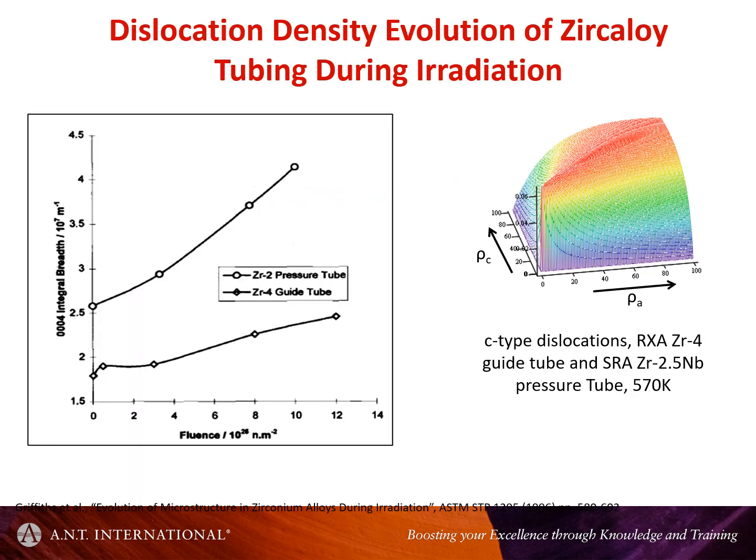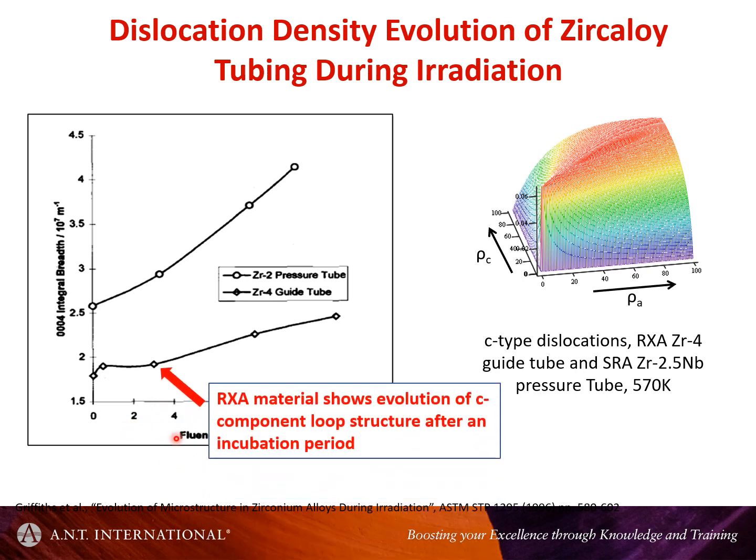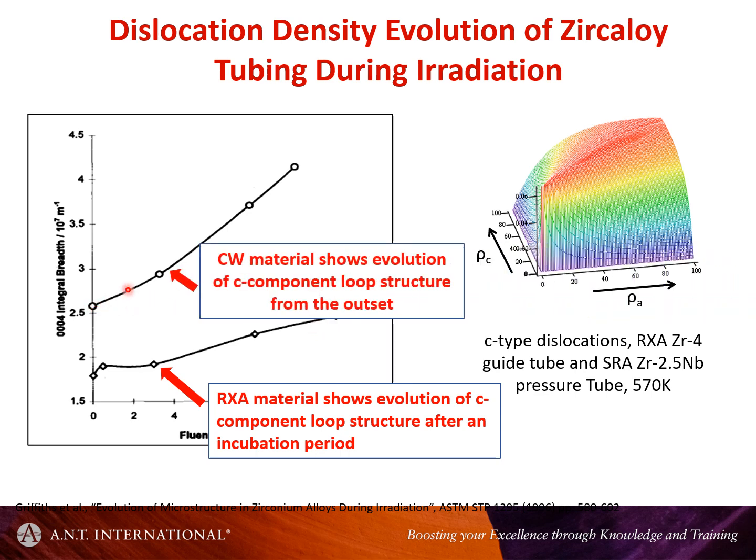So we talk about radiation growth. I mentioned the growth is dependent on the ratio of the C and the A dislocations. So we have data on this, the A-type and C-type structure. As I said, at the beginning of irradiation, the A-type loops evolve and reach a steady state condition. So what we're interested in over very large fluences is what's going on with the C component defects. The recrystallized material shows an incubation period before the C loops start to evolve, and the cold-worked material starts evolving right from the get-go, from time zero.